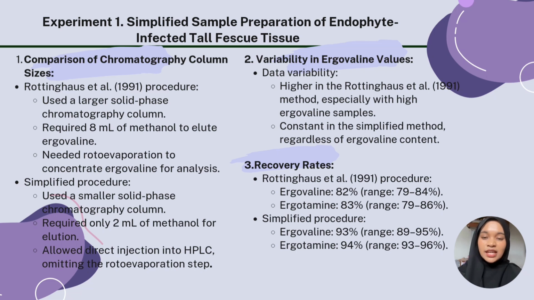Reducing the column size eliminated the need for rotor evaporation, thus increasing accuracy and laboratory throughput from 18 to between 60 and 80 samples per day.